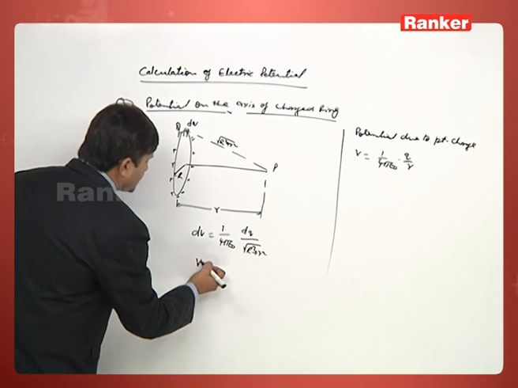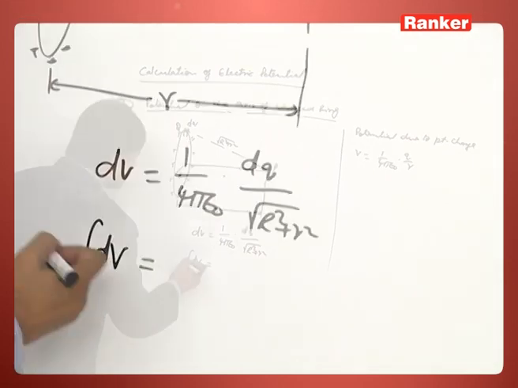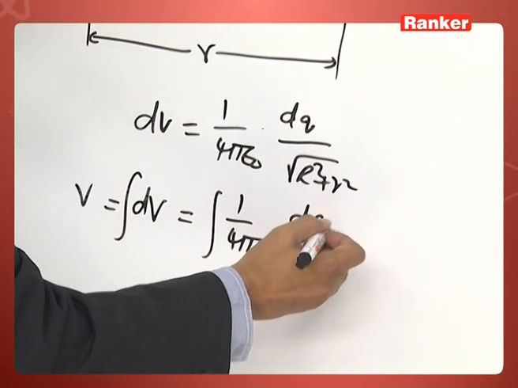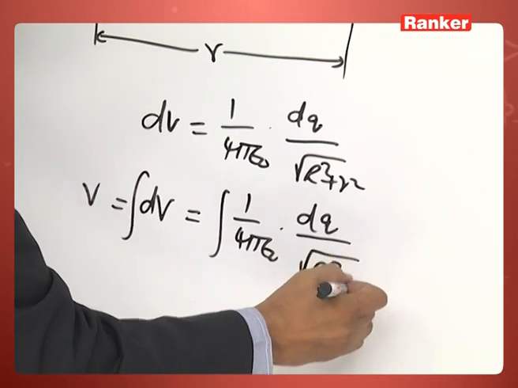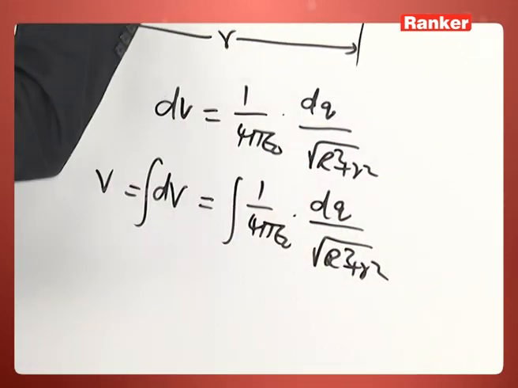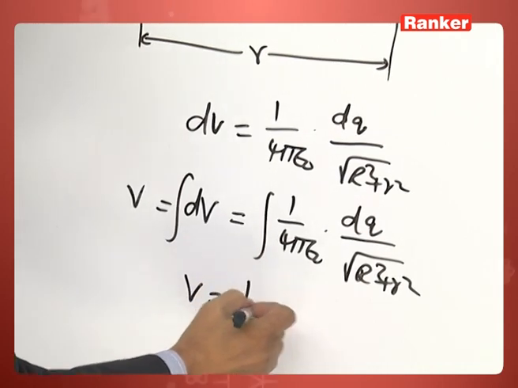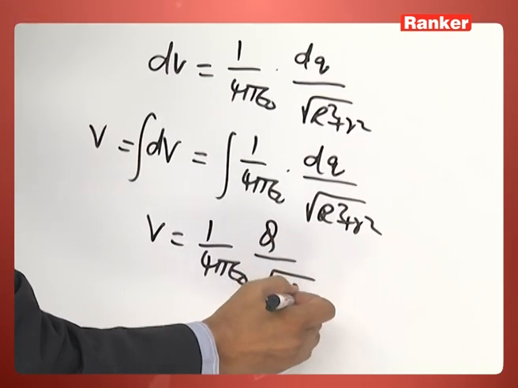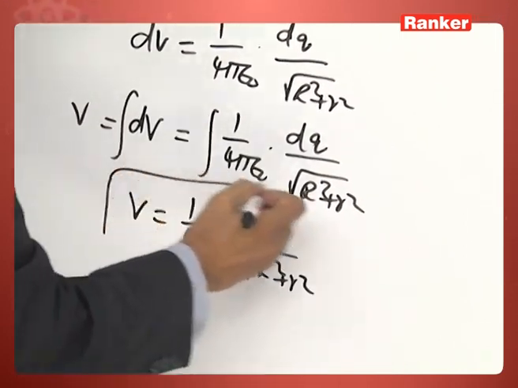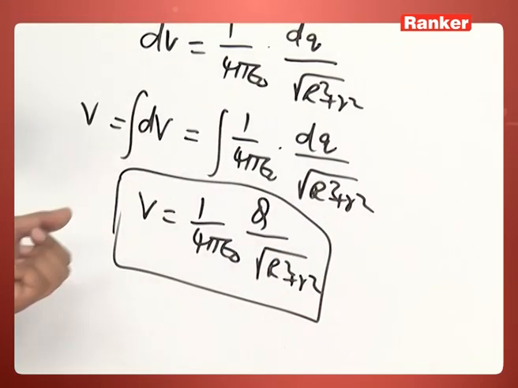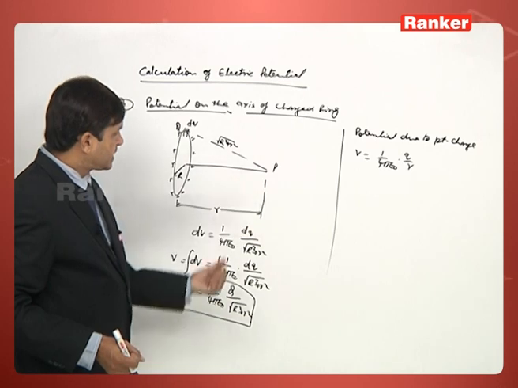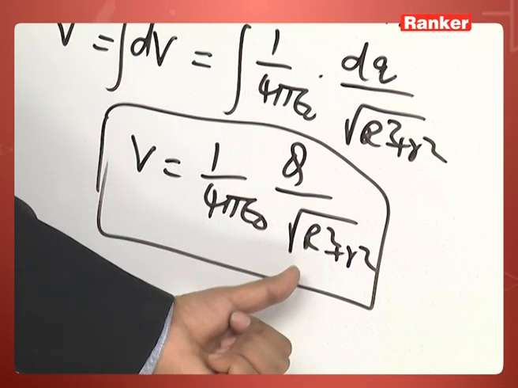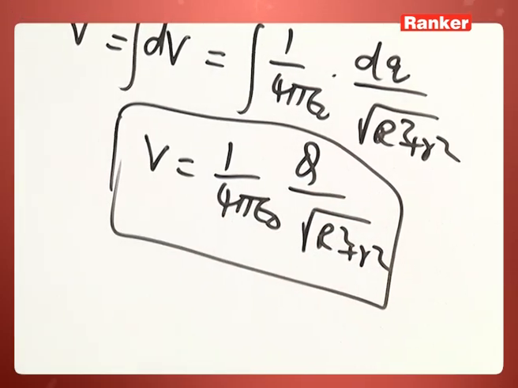Now, for the total potential, integrate. The total potential is 1 by 4 pi epsilon naught integral of dq by root over R square plus r square. The integration of dq becomes the total charge Q. So this is Q by root over R square plus r square. This is the potential on the axis of the ring, which is given as 1 by 4 pi epsilon naught Q by under root R square plus small r square.